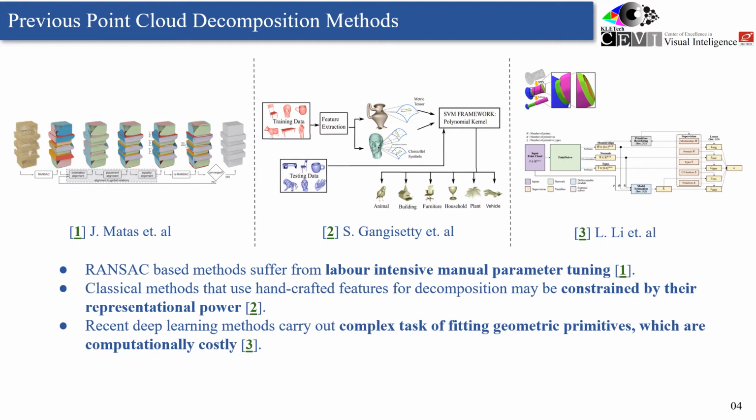Previous work on point cloud decomposition covers both classical and deep learning approaches. One type of classical approach is using RANSAC, which tries to decompose a point cloud by considering it as a problem of basic shape fitting. However, it is non-scalable as it requires manual parameter tuning, which is labor intensive. Another promising work extracts handcrafted features, namely metric tensors and Christoffel symbols, followed by an SVM classifier. The performance of this model may be constrained by the representation power of the handcrafted features. Recent deep learning approaches propose basic shape fitting on point clouds, which is a complex task, making it computationally costly.